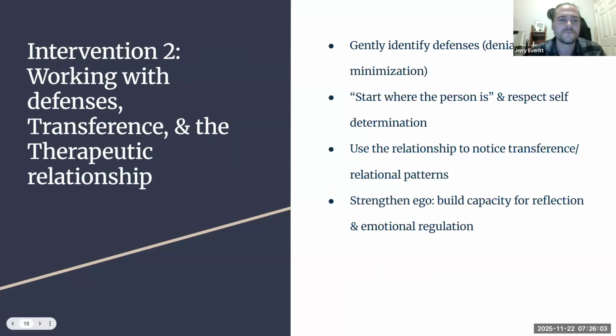Alright, intervention two, working with defenses. Patty's statement that her cocaine use doesn't affect her children is a good example of denial and minimization as defenses. From a psychodynamic stance, a social worker wouldn't confront this aggressively. Instead, we'd start where she is and use the therapeutic relationship to slowly help her notice these patterns. Pay attention to transference, like if she starts to relate to the social worker as a critical authority figure, similar to her father. The therapeutic relationship can then become a space to work through that dynamic. The aim is strengthening the ego, helping her tolerate painful feelings, and reflecting on her behavior.